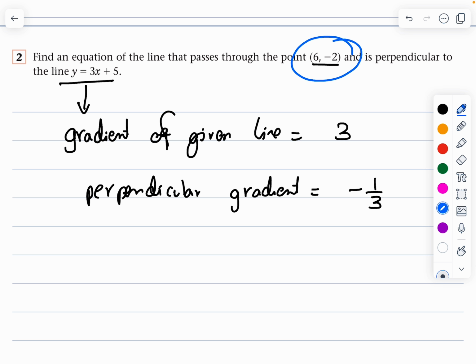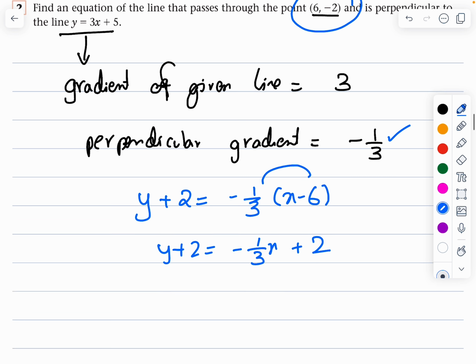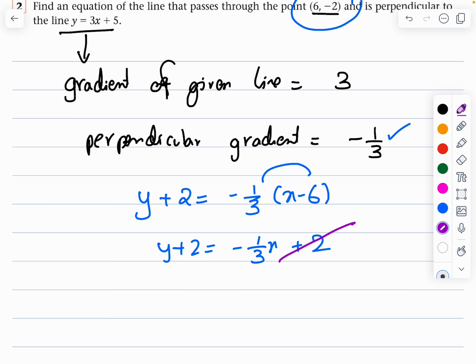Now I know the gradient and the point. So y minus y1 equals m times x minus x1. So y plus 2 equals -1 upon 3 times x minus 6, and -1 upon 3 times 6 is -2. You can cancel 2 and 2. So what am I going to get? I am going to get y equals -1 upon 3 x. That's going to be the answer.